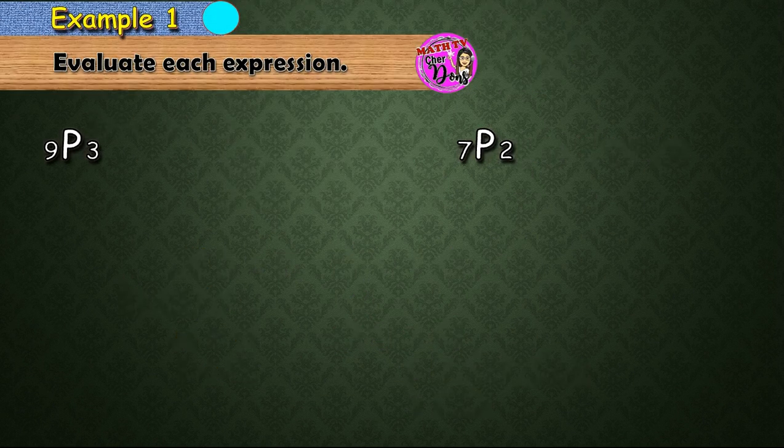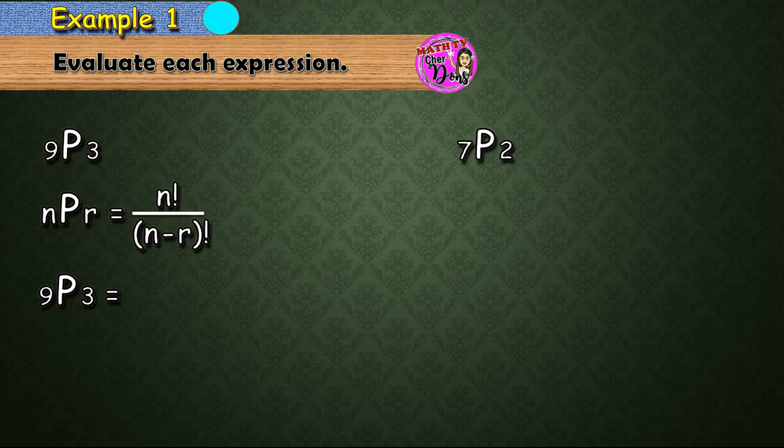Okay, let us proceed and evaluate each expression. We have permutation of 9 objects taken 3 at a time. Our formula: permutation of n objects taken r at a time equals n factorial divided by quantity n minus r factorial. Now, let's plug in the values. Permutation of 9 objects taken 3 at a time equals 9 factorial divided by quantity 9 minus 3 factorial. Let's start with the denominator. 9 minus 3 is 6, so it is equal to 6 factorial.